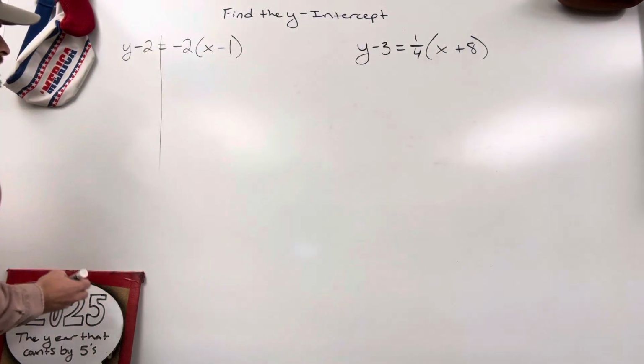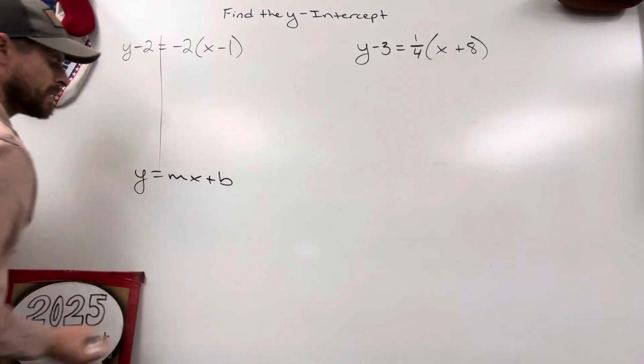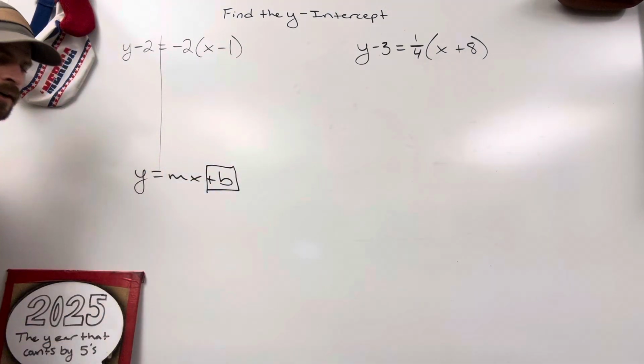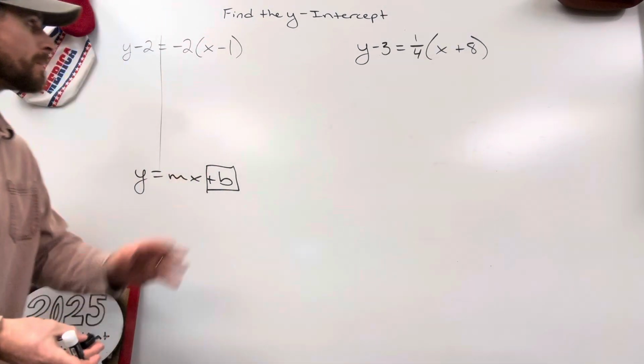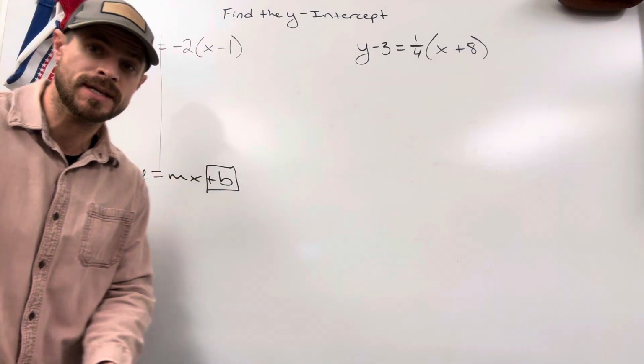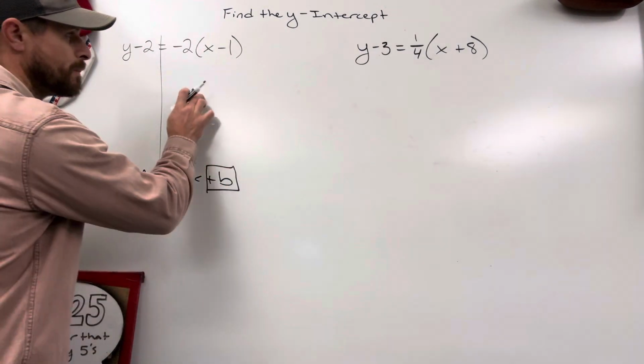We're trying to make this equation look like y equals mx plus b, because what we know in y equals mx plus b, b is the y-intercept. So if we can just rearrange these values and put it into this form, making it look like y equals mx plus b, we'll know exactly what our y-intercept is. So that's exactly what we need to do with both of these problems.